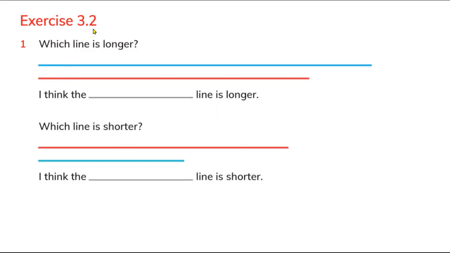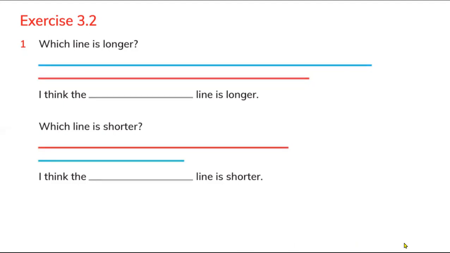In 3.1, you learned how to estimate and then how to measure with the ruler, right? Today we're going to learn which line is longer and which line is shorter. Shorter means small and longer means big and long, right? So let's start with the first question.